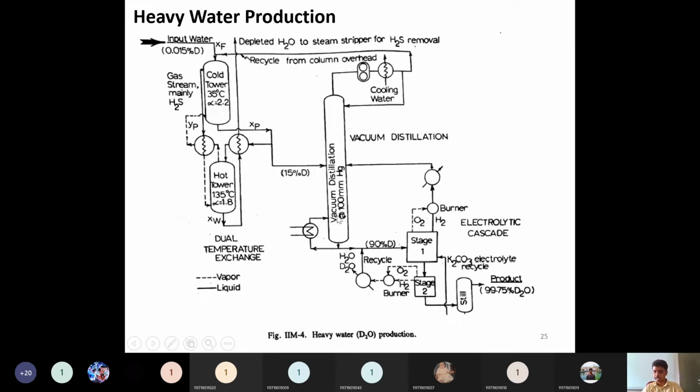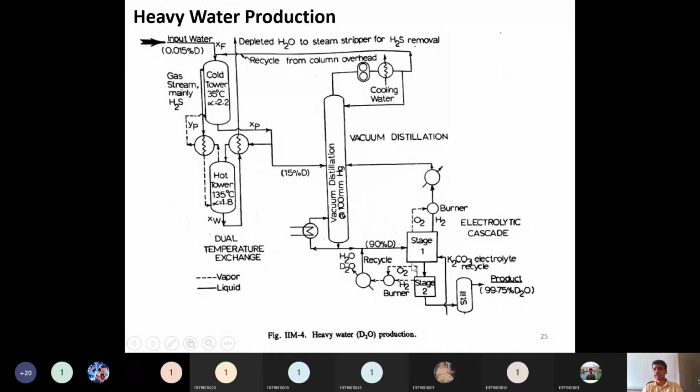Then the fraction which has been converted, which we can successfully distill out, that deuterium will be separated out from the bottom section. See, 15% deuterium water is passed through the distillation, and after passing through the distillation it will be around 90%. From the first stage, 0.015% deuterium has been enriched to 15% deuterium, and in the next method, vacuum distillation, the 15% deuterium has been enriched to 90% deuterium.